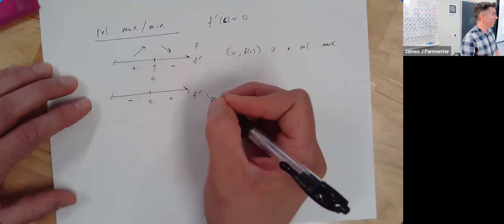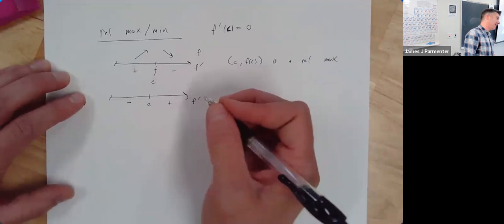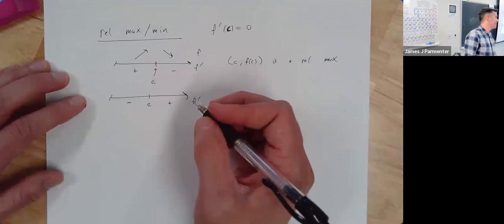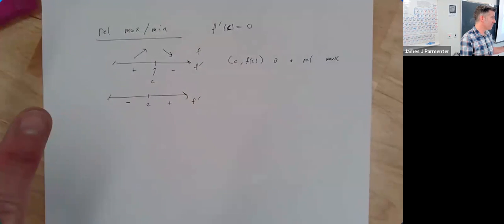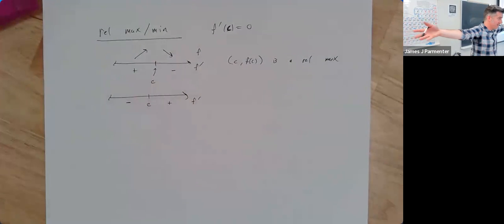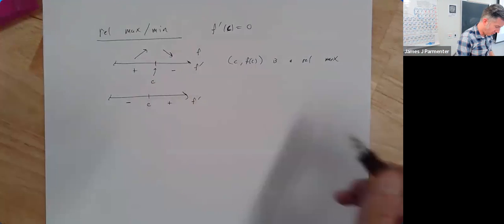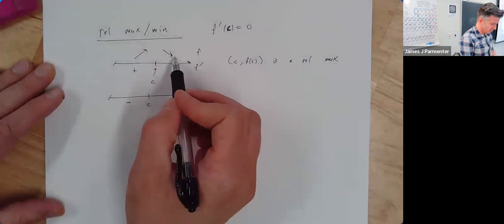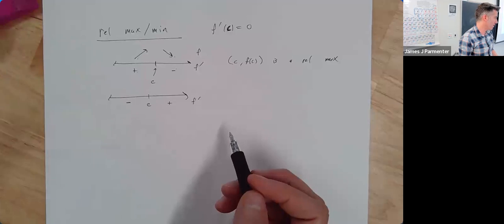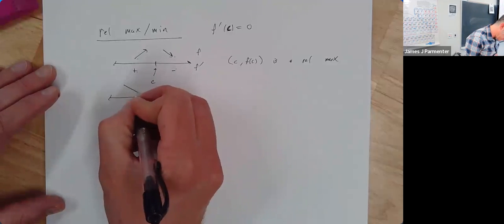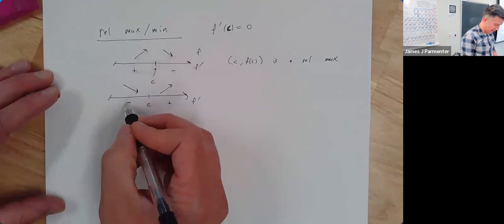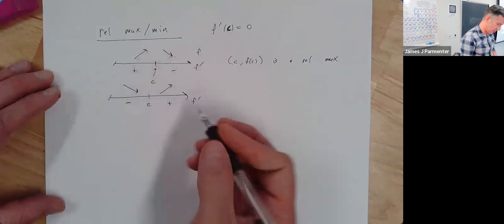And when I say goes from, I always mean from which side to which side? Left to right, always left to right. Always, always, always. So if we went from left to right, if you're increasing to decreasing, or positive to negative for the derivative, it's a relative max. If you go from decreasing to increasing, or a negative derivative to a positive derivative, it's a relative minimum.